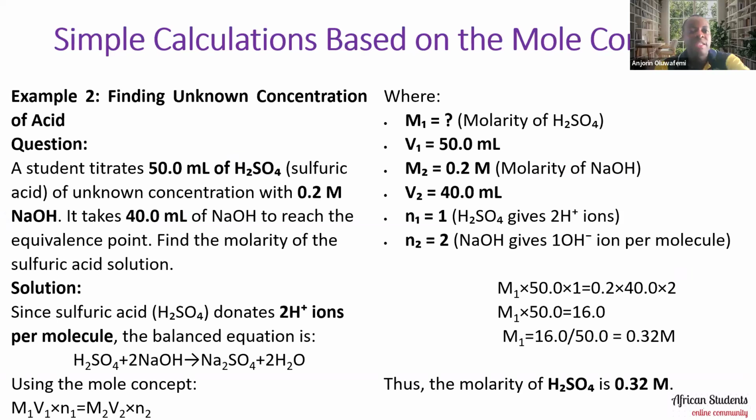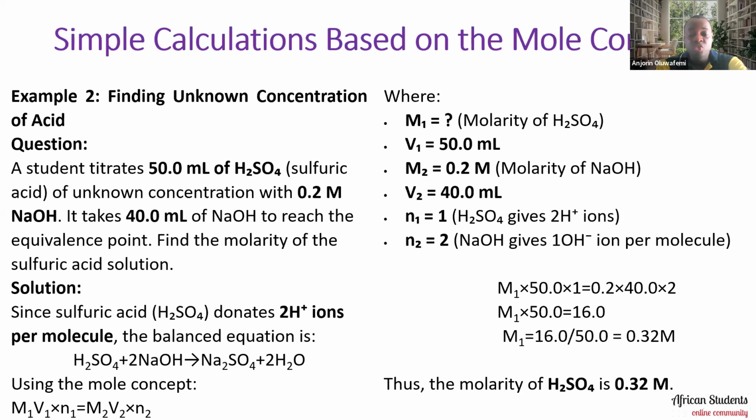This example says that we should look for the unknown concentration of an acid. The question is, a student titrates 50 mL of H2SO4 of an unknown concentration with 0.2 molar sodium hydroxide. It takes 40 mL of sodium hydroxide to reach the equivalence point. Find the molarity of the sulfuric acid solution. Now, the solution is this.